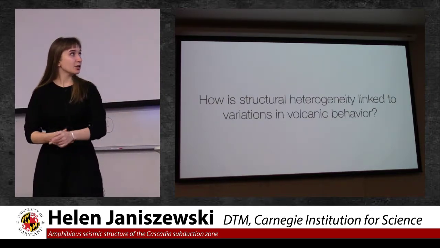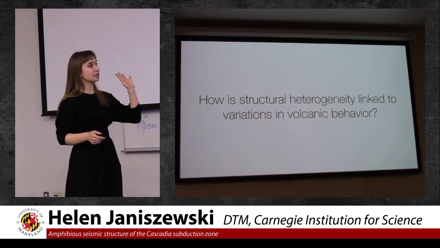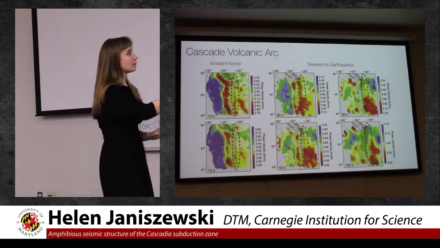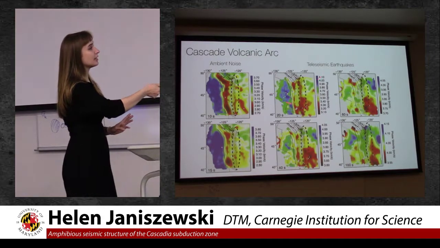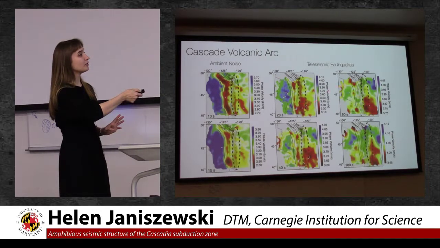Moving on to the second question, how is structural heterogeneity linked to variations in volcanic behavior? First, if we look at the Cascades volcanic arc, again in these map views, we see this line of relatively slow phase velocities beneath it.